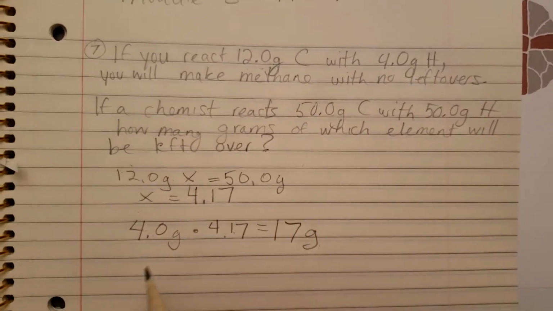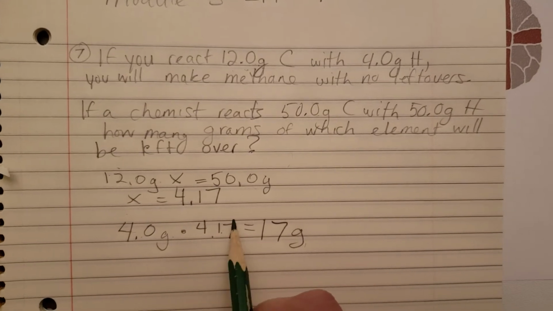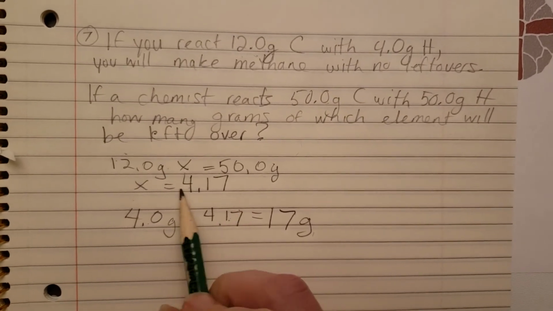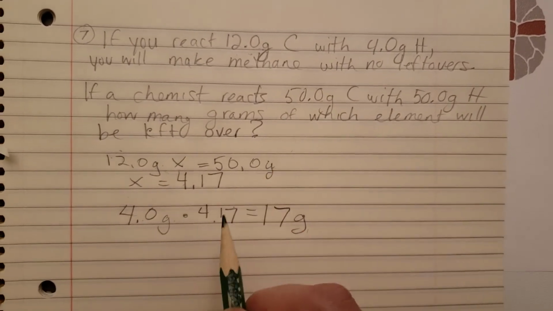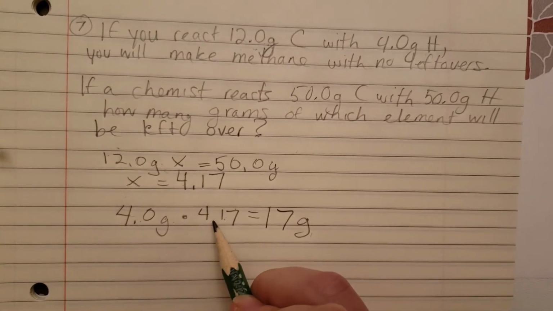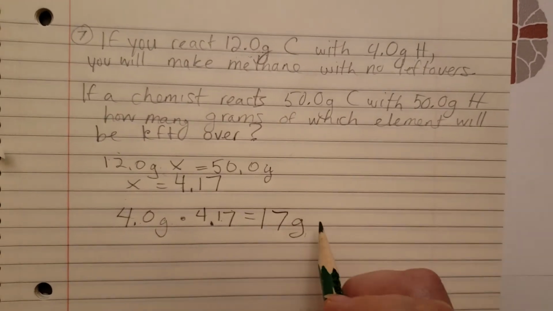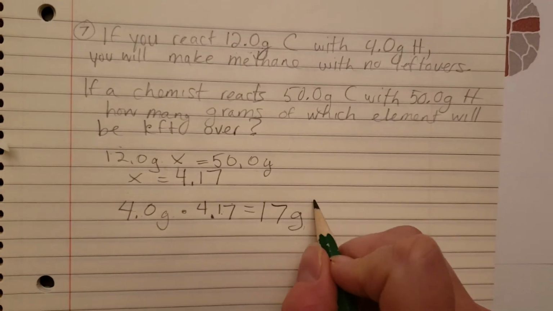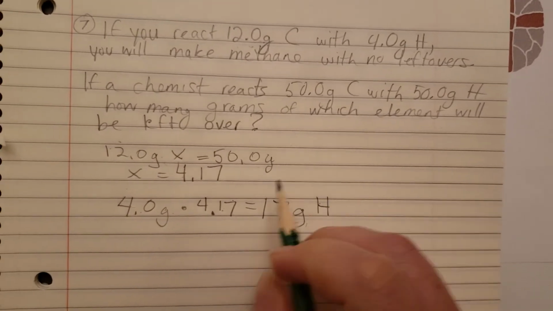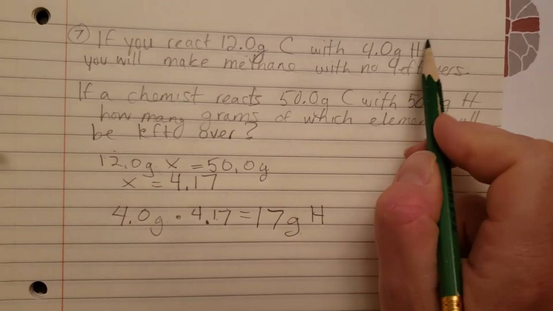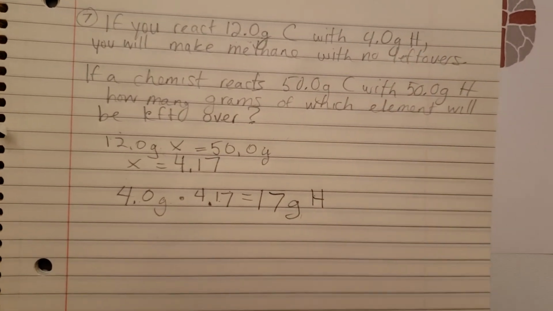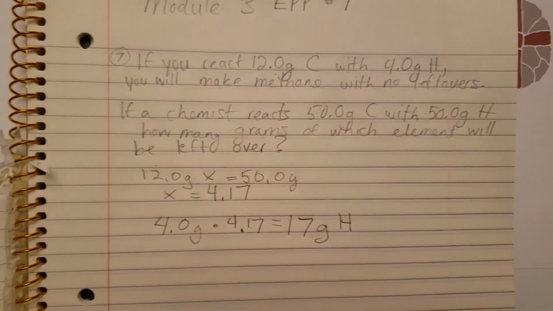My unit's grams because this still has a unit of grams. This has canceled the units. This gram canceled that gram. So there's no unit for the proportionality constant. Can you see that decimal? So I'm going to end up with 17 grams, and that was of hydrogen because this 4 grams was of hydrogen up here. So then it asks how much would be left over.